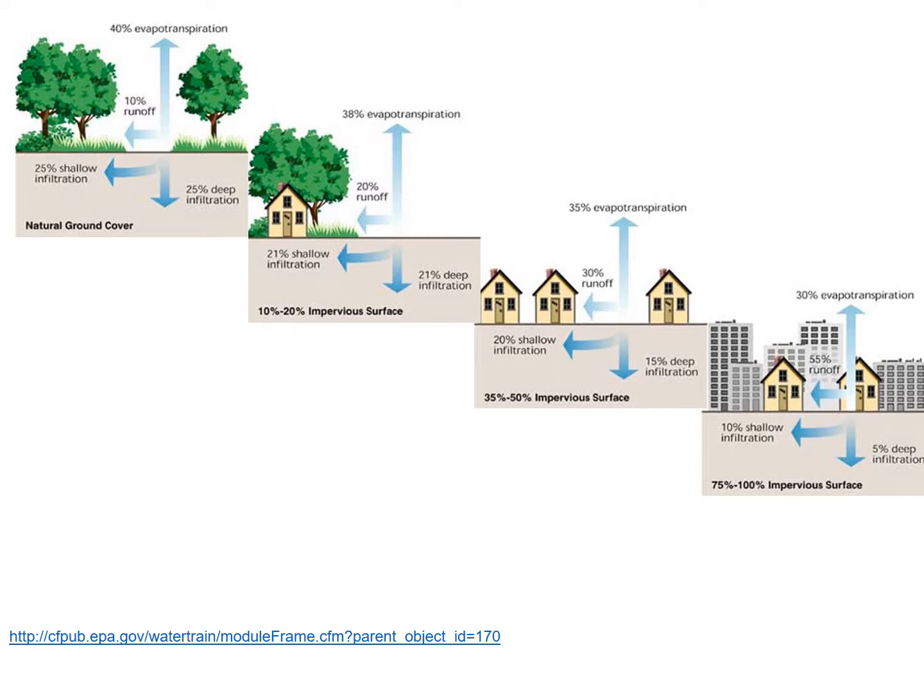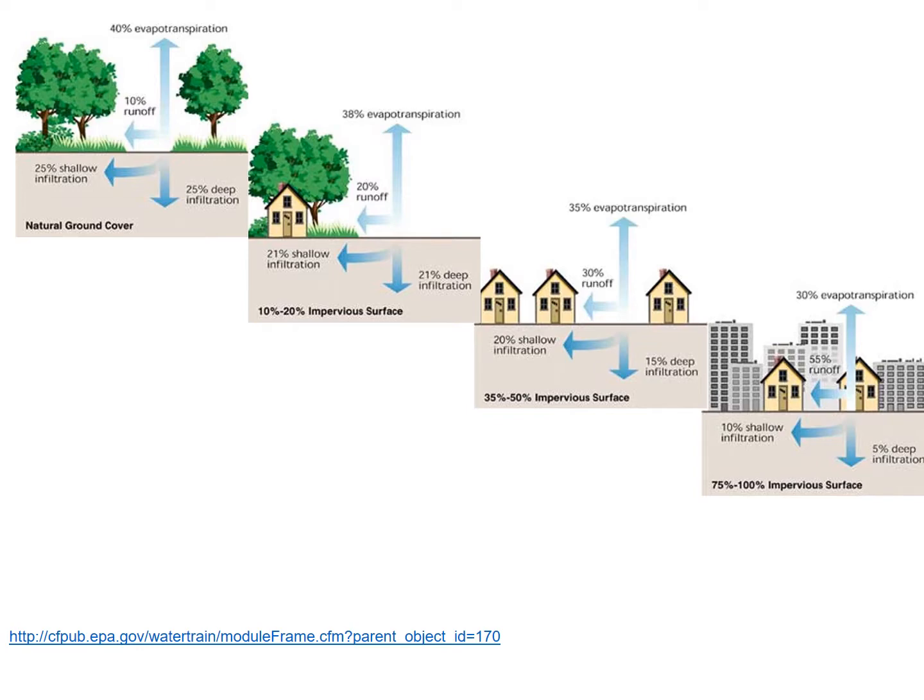Let's go through this diagram from left to right. In the first graphic, a natural ground cover is represented, and about 10% of the precipitation runs off. In the second graphic, a suburban area is represented, and in these cases, about 20% of the precipitation runs off.